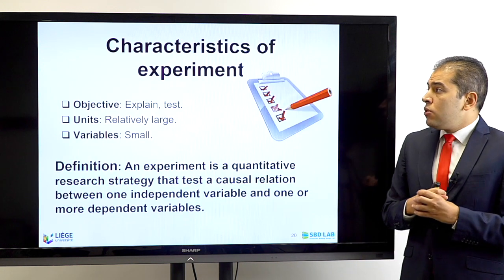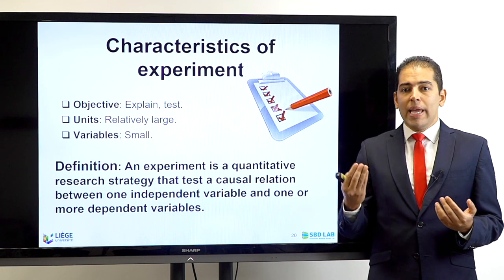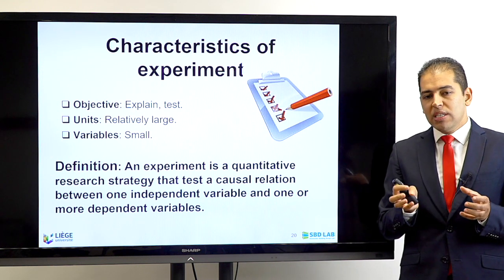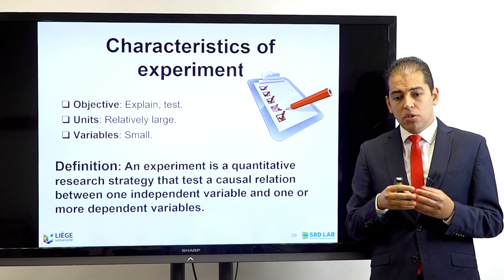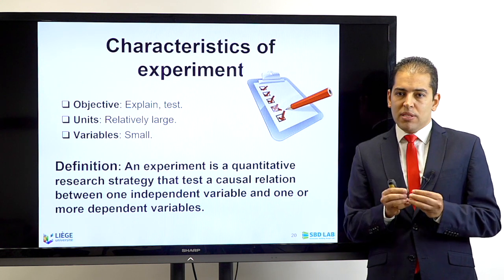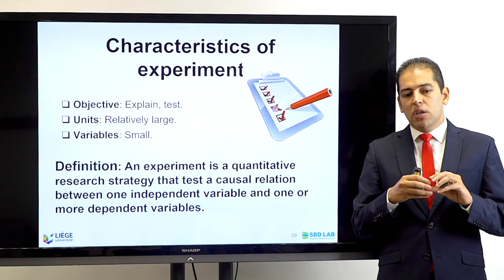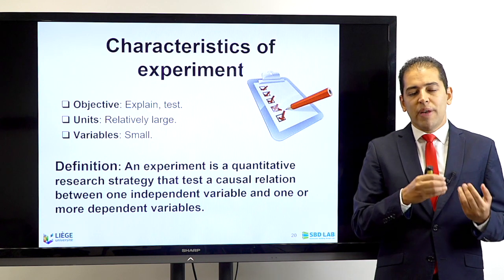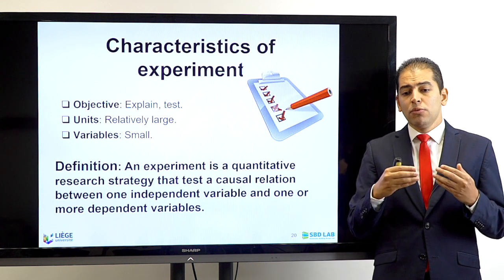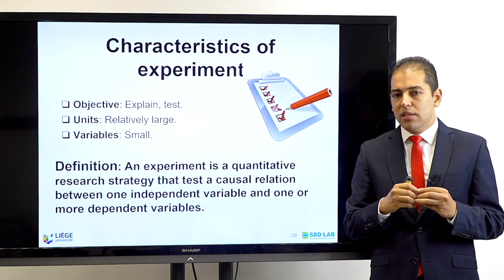Now, let's present the characteristics of an experiment. An experiment must be objective, it should explain, it should allow to test, it must have units, and when we talk about units, they are relatively large, and it must have variables. When we talk about variables, we are talking about a small number of variables that we are testing or measuring, because it is so difficult to investigate the influence of a factor on another, or an independent variable on a dependent variable. So we have to eliminate or reduce variables as much as possible, and if we have only one variable that we are investigating, that will be perfect.